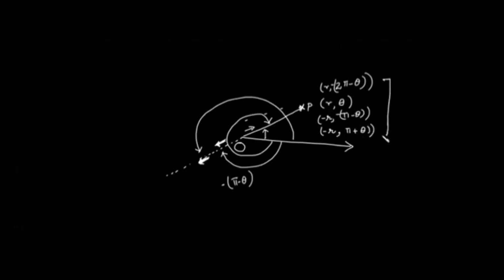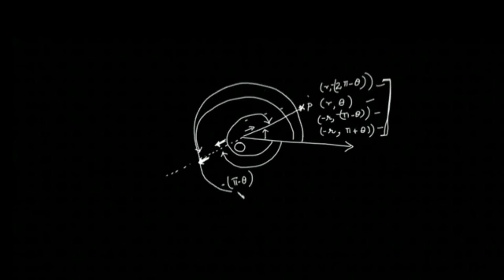So these are the 4 representations of a single point P, by taking 2 forward distances and 2 backward distances. Another way to reach the point P is what? One can take a complete turn and then take a turn theta, and after covering the distance r, one can reach this point. So r, theta plus 2 pi is again another representation of the point P.